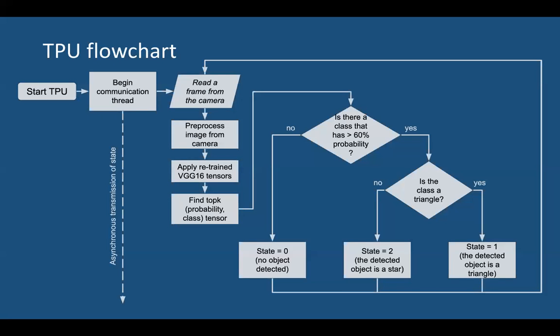If there is an object in the image, we check to see if it is a triangle. If it's not a triangle, we report that it is a star.